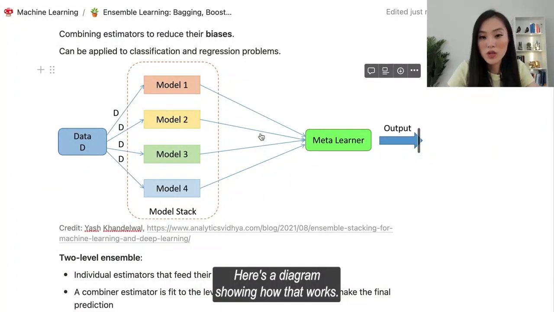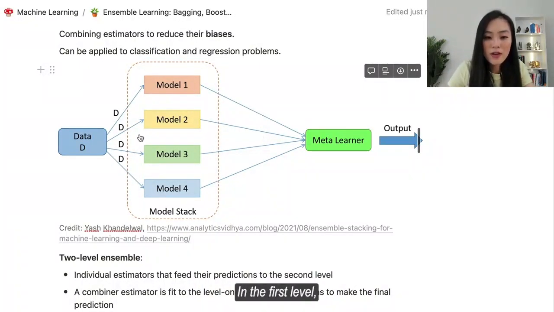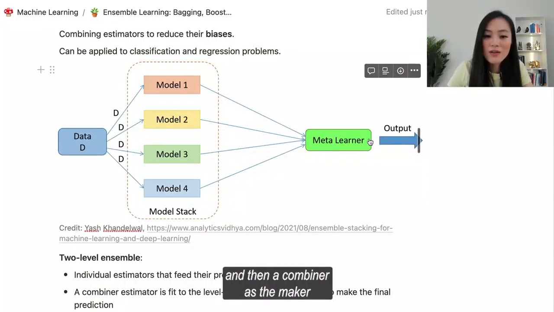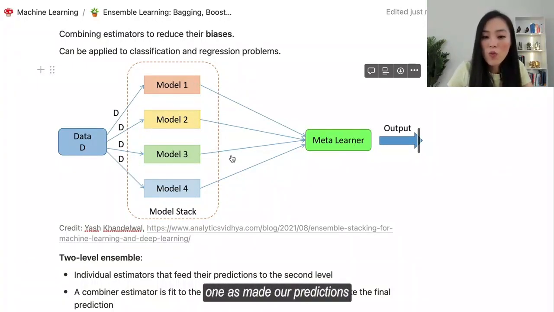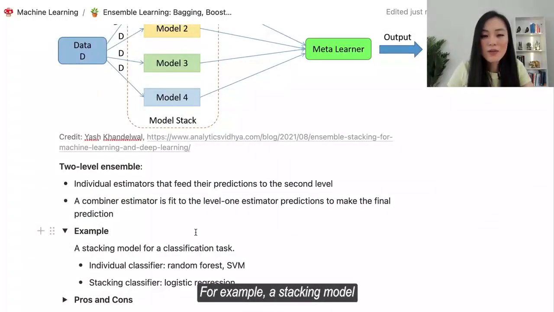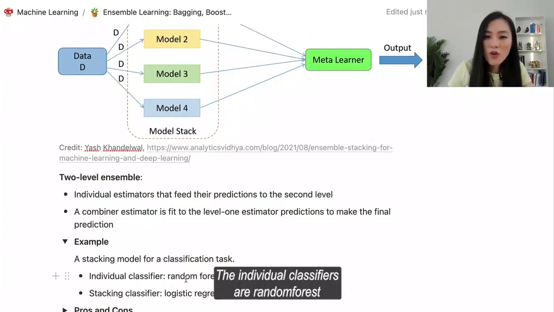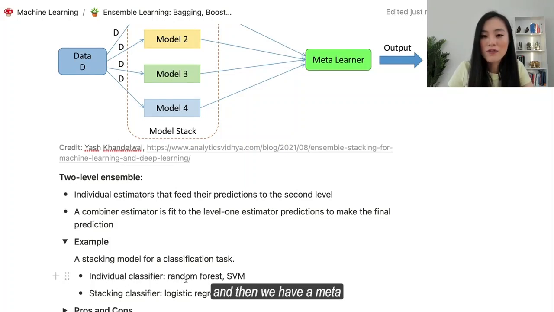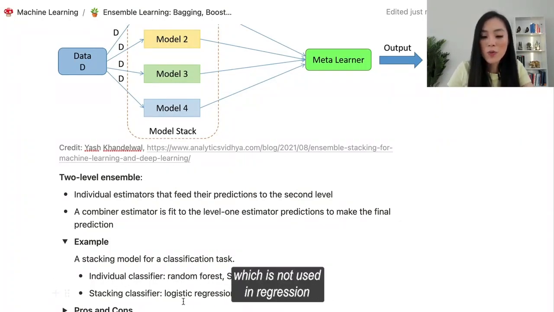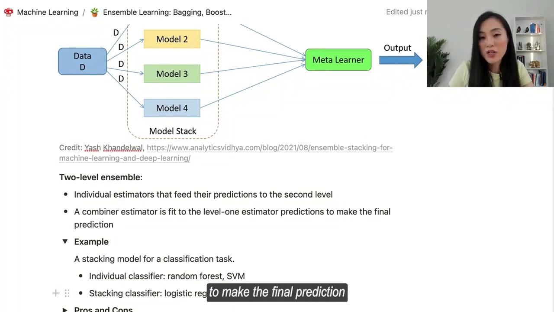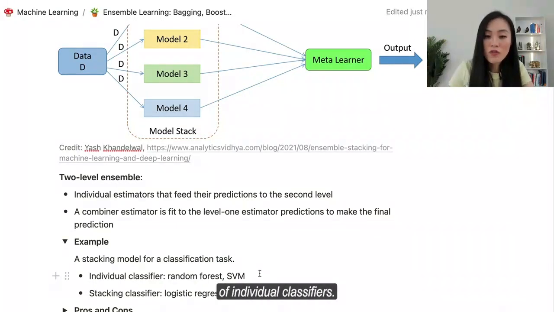Here's a diagram showing how it works. We can consider stacking as two-level ensemble learning. In the first level, individual estimators are created using the training data. And then a combiner estimator or meta learner is created to fit to the level 1 estimator predictions to make the final prediction. For example, a stacking model for classification tasks can look like this. The individual classifiers are random forest and support vector machines. And then we have a meta learner or stacking classifier, which is logistic regression, to make the final prediction based on the output of individual classifiers.